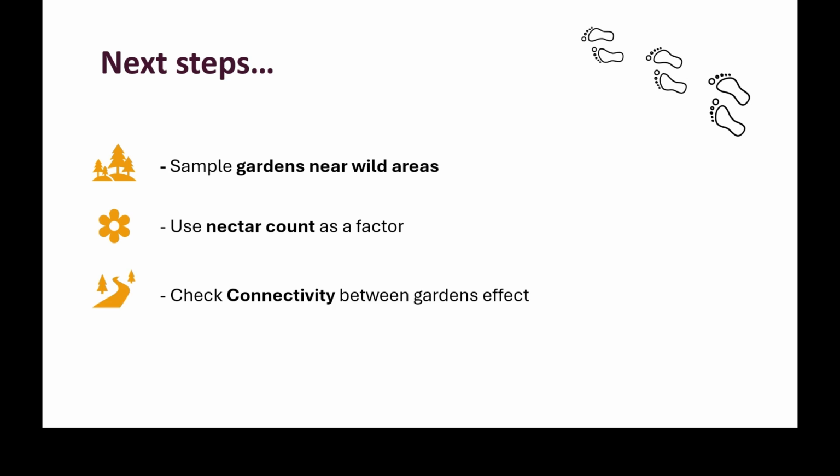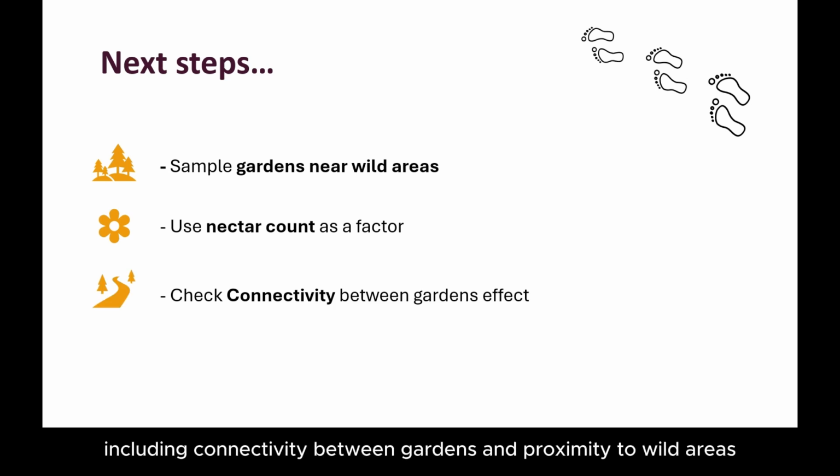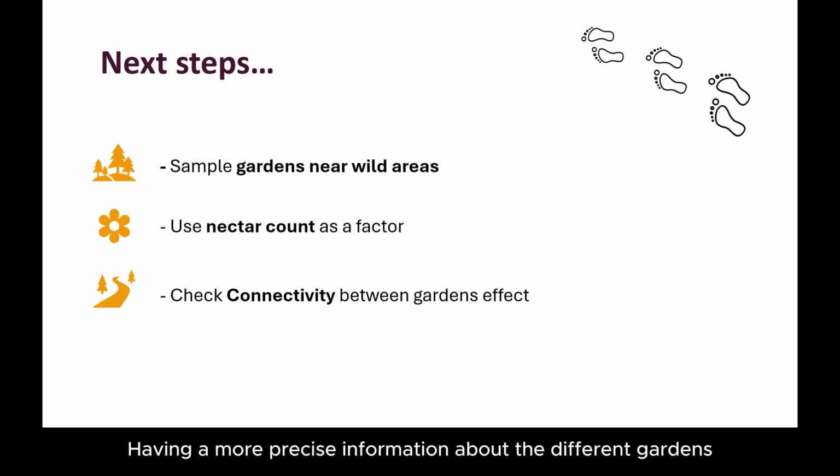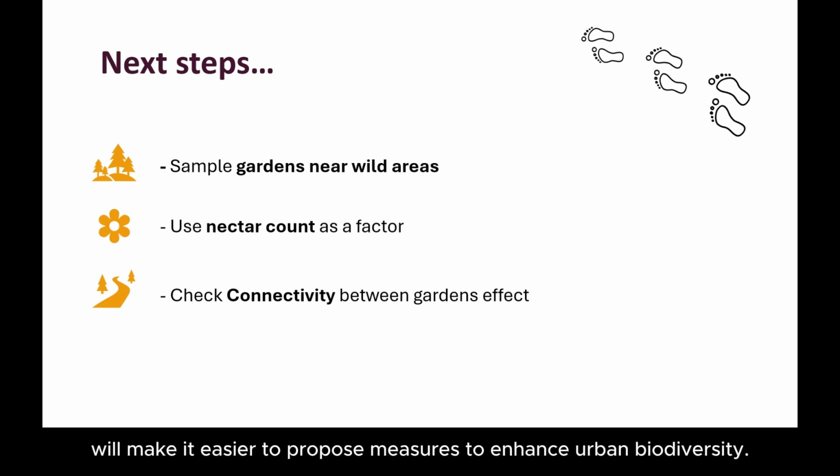Lastly, we want to add more factors in the models, including connectivity between gardens and proximity to wild areas. Having more precise information about the different gardens will make it easier to propose measures to enhance urban biodiversity.